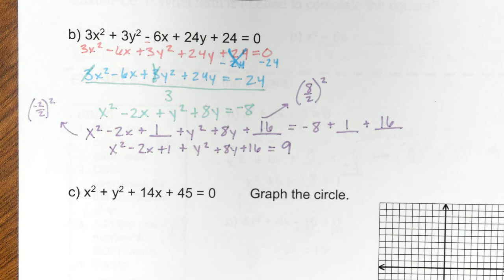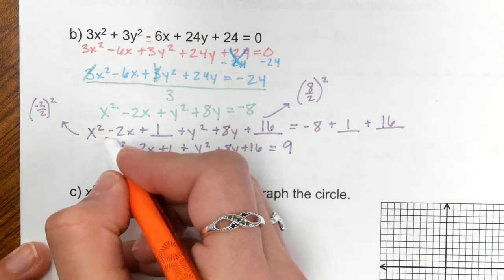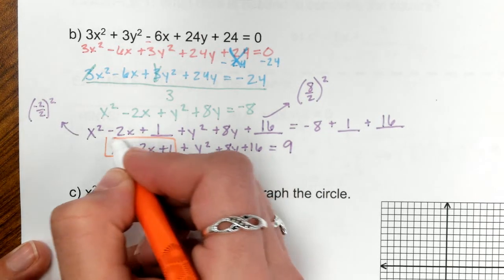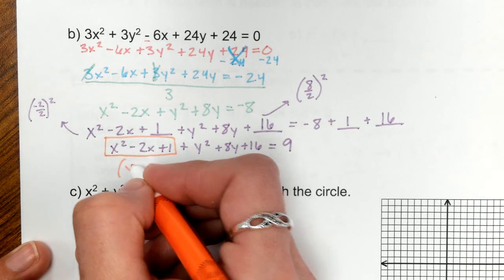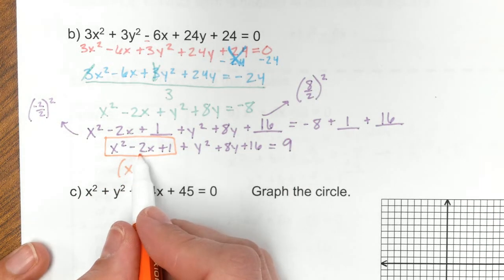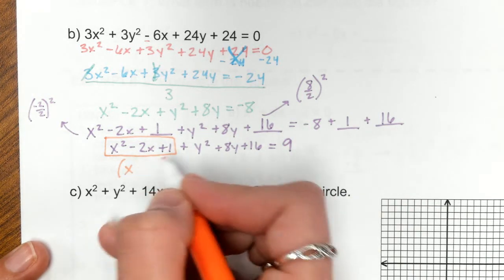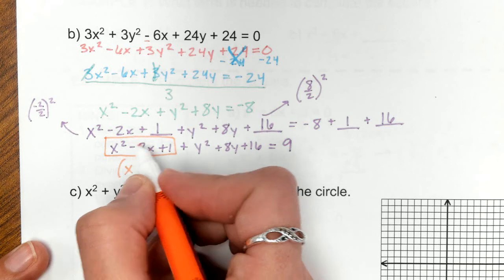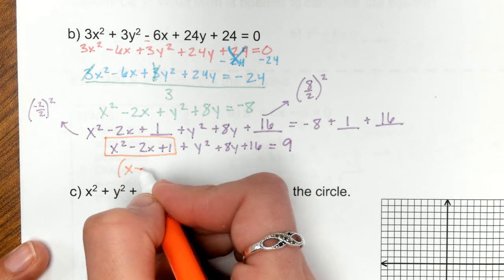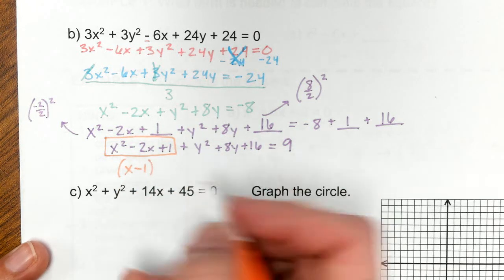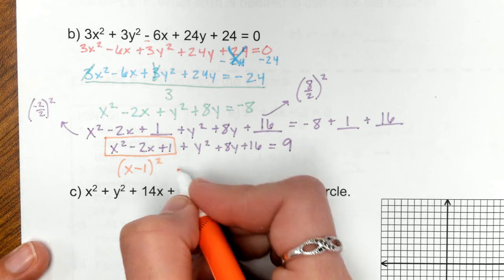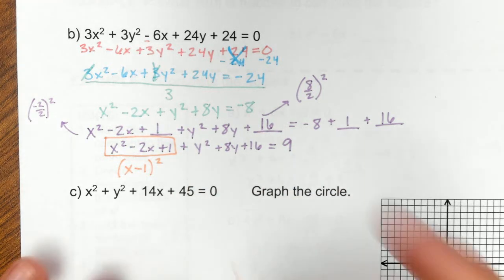So let's factor now. We're going to factor the x section right here. What adds to give me negative 2 and multiplies to give me positive 1? Well, we're going to have negative 1. Negative 1 plus negative 1 gives me negative 2, and negative 1 times negative 1 gives me a positive 1. So there's your x minus 1 squared.